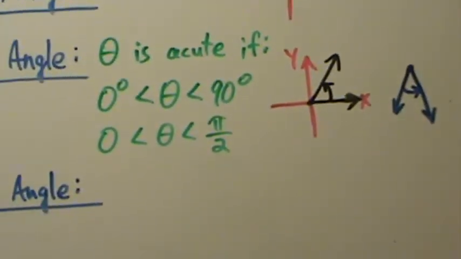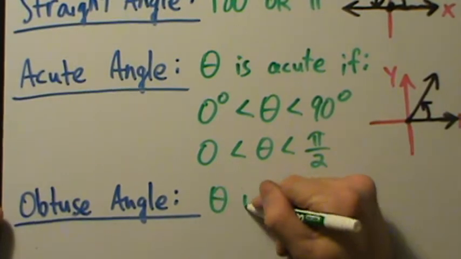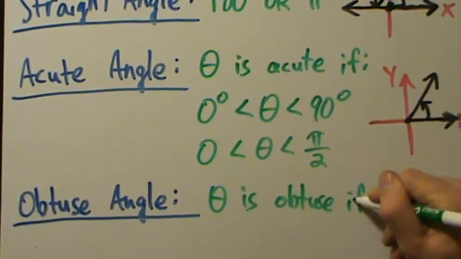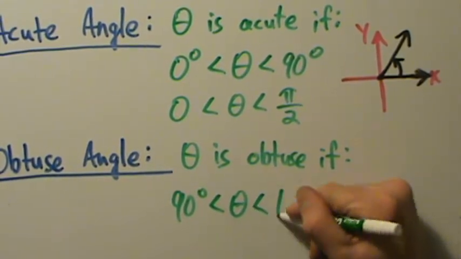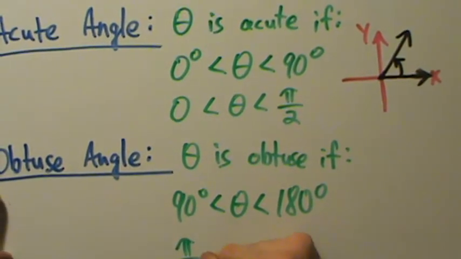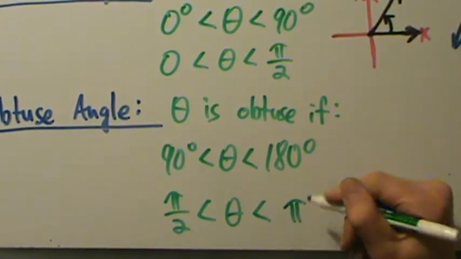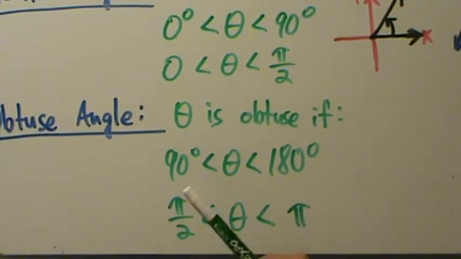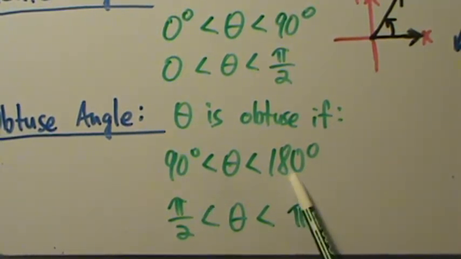Okay, so that's acute angles, and what about obtuse angles? So an obtuse angle, so let's say theta, remember theta from the previous video. Theta is obtuse if 90 degrees is less than theta is less than 180 degrees. That's degrees, but if you want to talk about it in terms of radians, pi over 2 is less than theta is less than pi. So theta is obtuse if it's between 90 degrees and 180 degrees. In other words, it's larger than a right angle, but smaller than a straight angle.